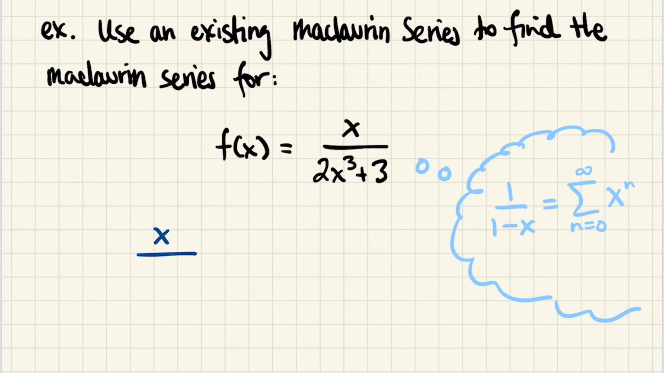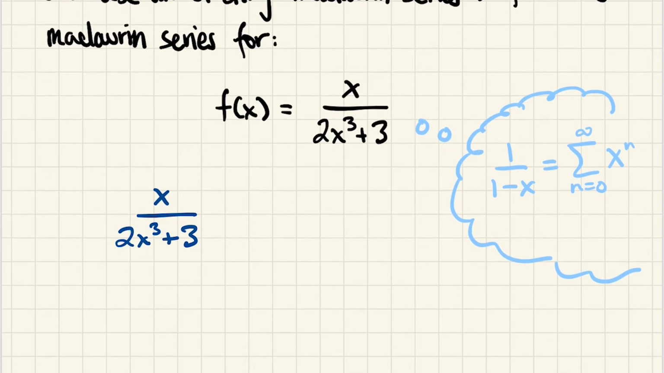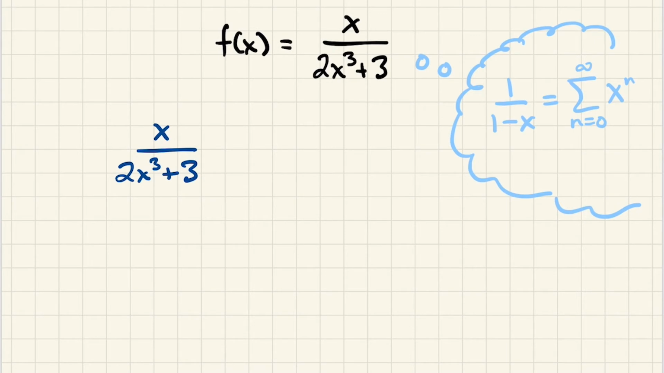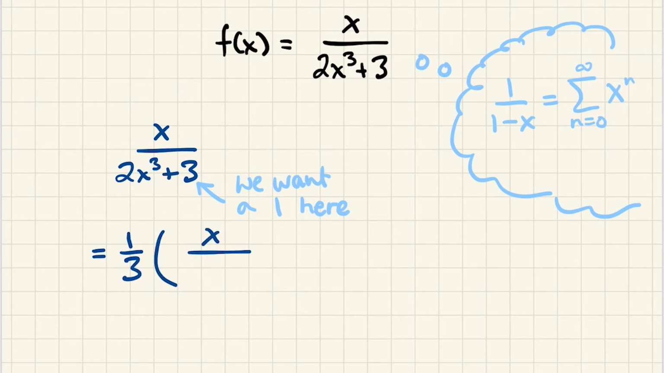So this time we should work directly with the function rather than what we did with the last example, where we started with the form e to the x and we just kept adding the embellishments until we got what we wanted. Here we should try to make this look like 1 over 1 minus x. So one thing we'd really like is for that to be a 1. So why don't we just factor 1/3 out of this entire expression? And we get something like this.